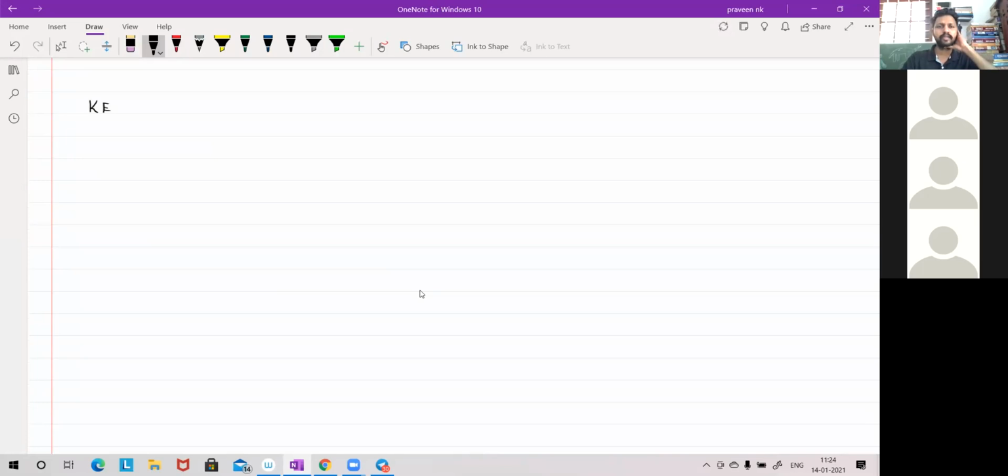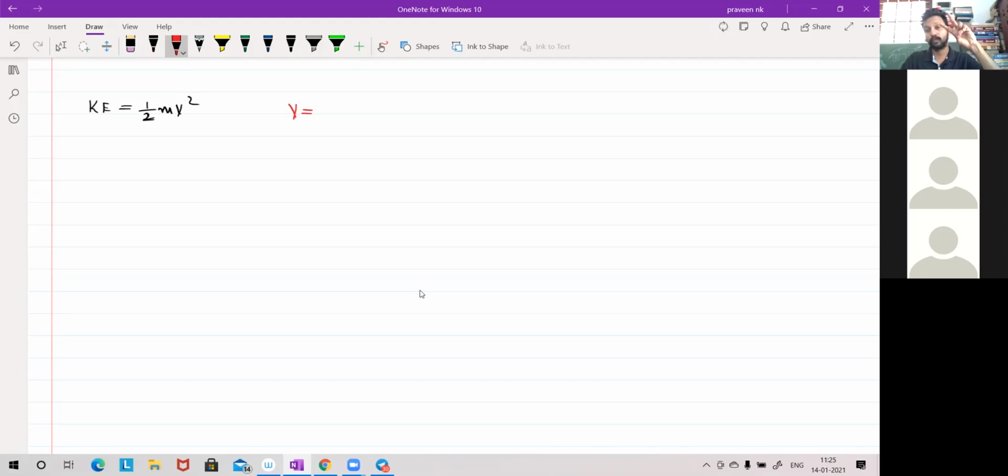If we have to find out the kinetic energy, as we all know, kinetic energy has an expression of half mv square. Do we know this expression? Kinetic energy is equal to half mv square. And if we are recalling, the velocity over here is the velocity of the simple harmonic motion.